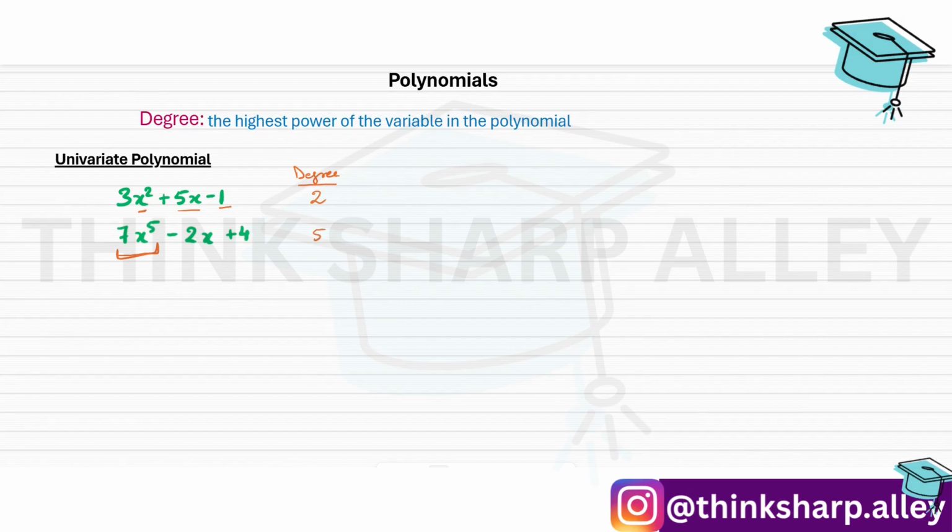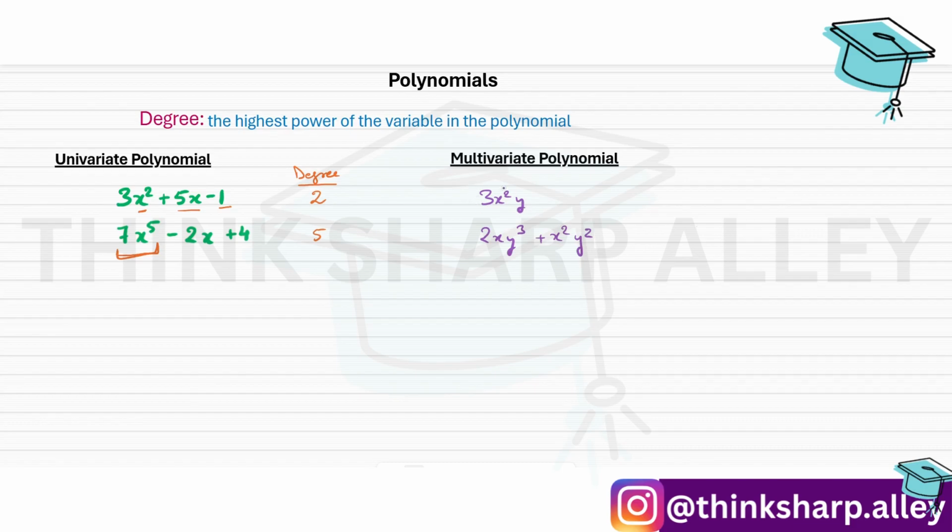Now, what if the polynomial has more than one variable? Such polynomials are called multivariate polynomials. For example, 3x squared y, 2xy cubed plus x squared y squared. Here we cannot just look at one variable. So what do we do? Very important rule. In a multivariate polynomial, the degree of a term, we'll obviously see term by term. Degree of a term is the sum of the powers of all the variables present in that term.